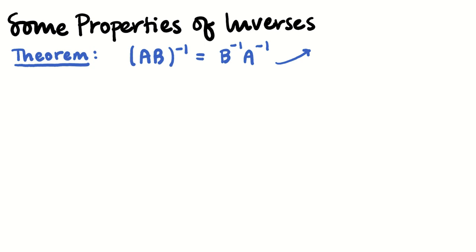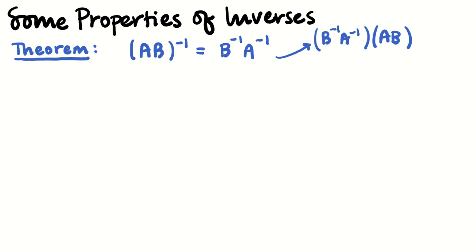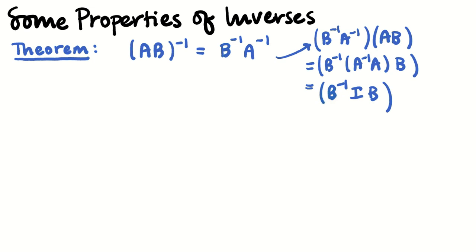Let me just give you a sketch of a proof over here. Well, if the inverse of AB is B inverse A inverse, then we had better be able to take B inverse A inverse and multiply it by AB and get the identity, right? So matrix multiplication does not commute, but it does associate. So this is equal to B inverse times A inverse A multiplied by B. A inverse A is the identity matrix, so if I had B inverse times the identity times B, I can apply the associativity here and say that the identity times B is just going to be B. Like that. And then B inverse B is going to be the identity.